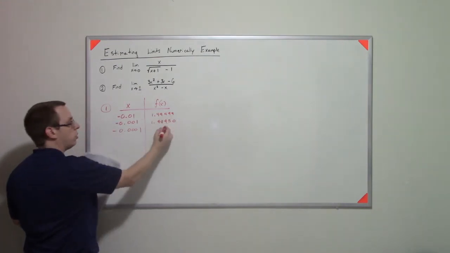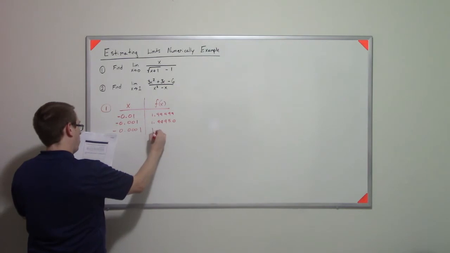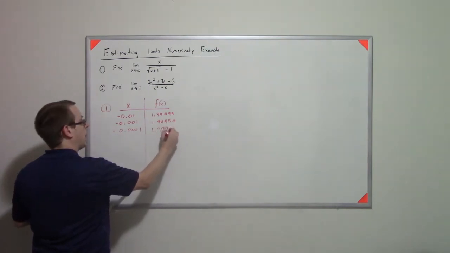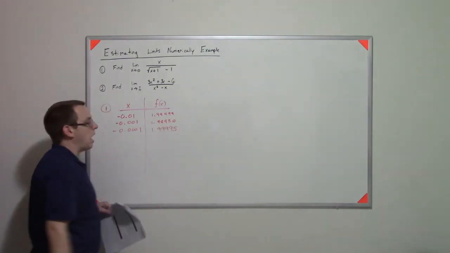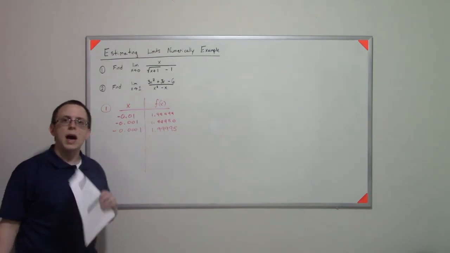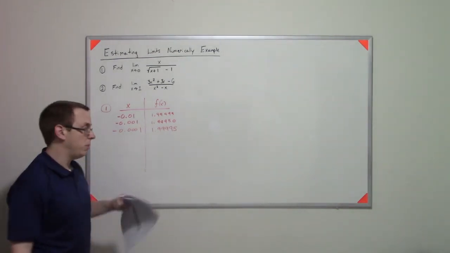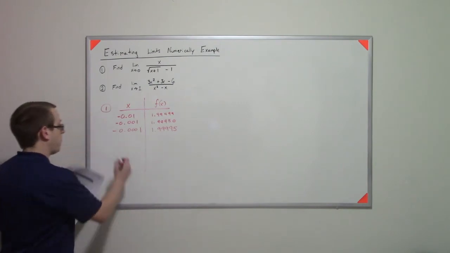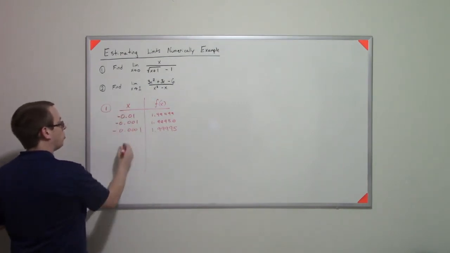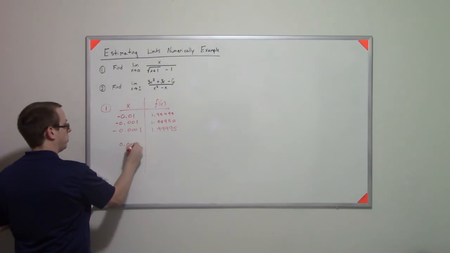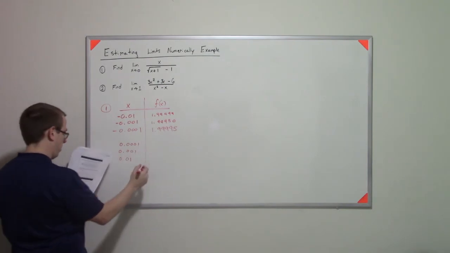1.99950, so a little bit larger, and 1.99995. Now, if you were a betting person, I imagine you could bet and see about what you think that limit's going to be. But let's keep going. So now let's get a little bit larger than 0, 0.0001, 0.001, 0.01. Now we're getting sort of further away here.